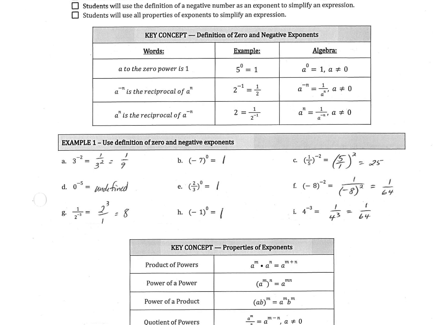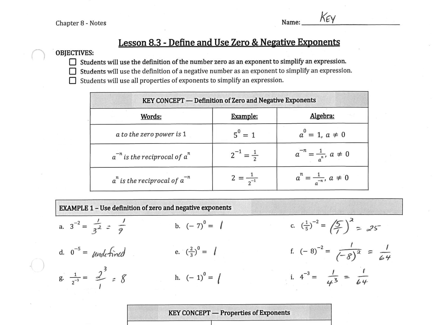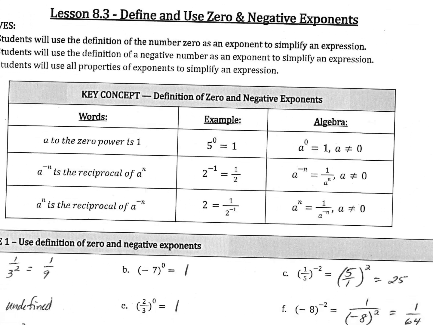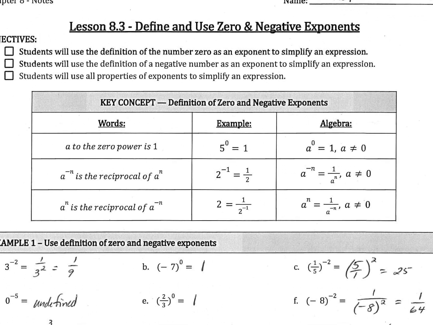Welcome to lesson 8.3, where we're going to talk about if we have a zero or a negative number for our exponent. So let's start by looking at this table up in the top. Think about a as any number. What this first row means, if we have a number to the 0 power, it will always equal 1. Any number to the 0 power is 1.